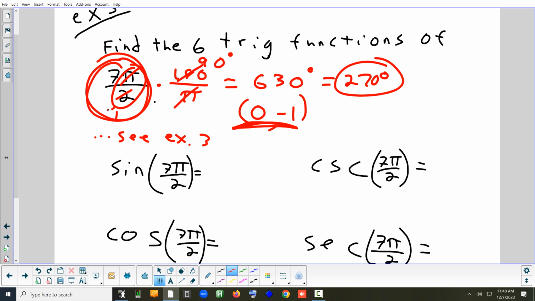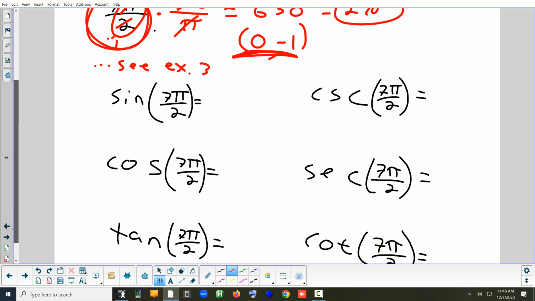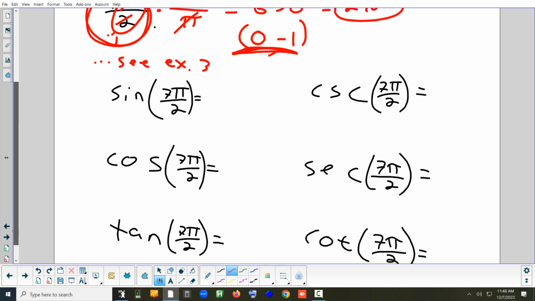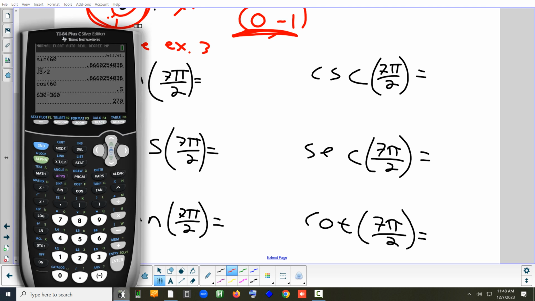Because if sine is y, right? Sine of theta is y. So could you just put that into sine and then get your y value? What if you had this, though?